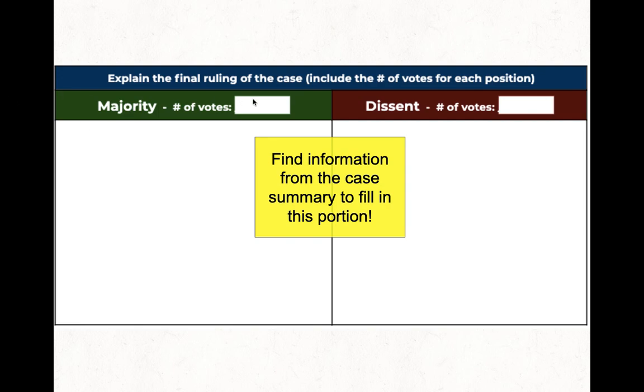All right, then the last part here. I want you to explain the final ruling of the case, including the number of votes for each position. In your reading, it gave you a number, and I saw in one of my students' annotations that she wrote she didn't know what the numbers represented. The votes are representing how many of the justices voted on each side. So in this case, 7 justices voted on the majority side, and 2 voted on the dissenting side. And in the last 2 paragraphs, they summarize those positions. I want you to fill that information in here.